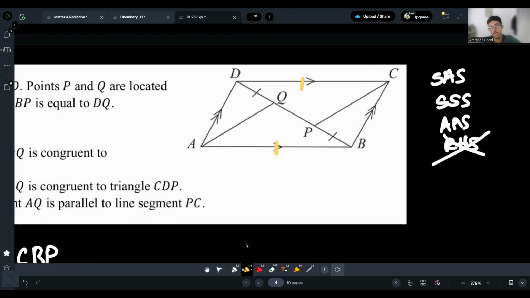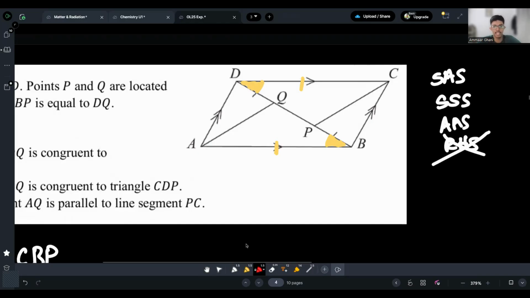Okay, and we also know that angle ABD is equal to angle BDC because they are alternate angles. Okay, and another thing you can do is this side.